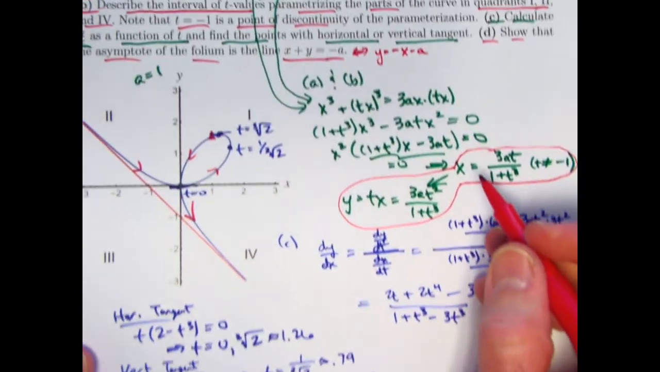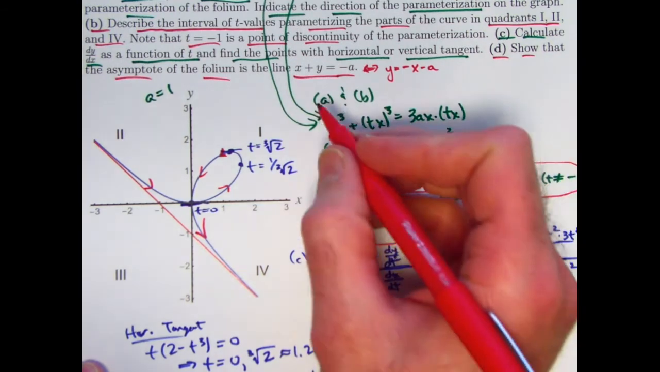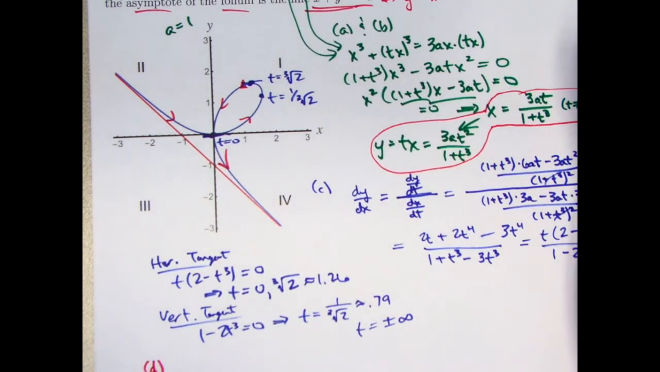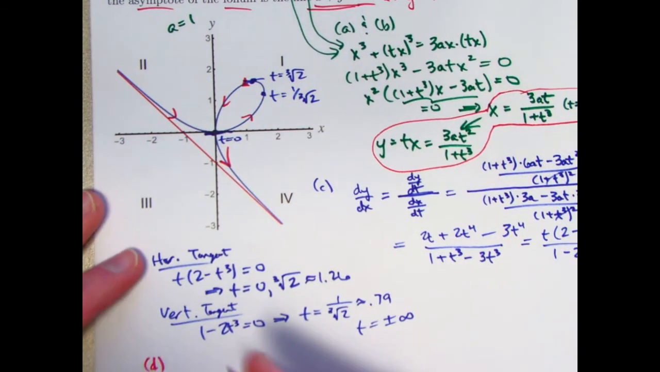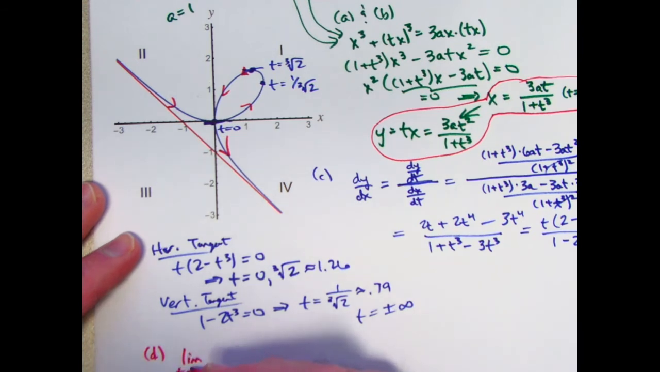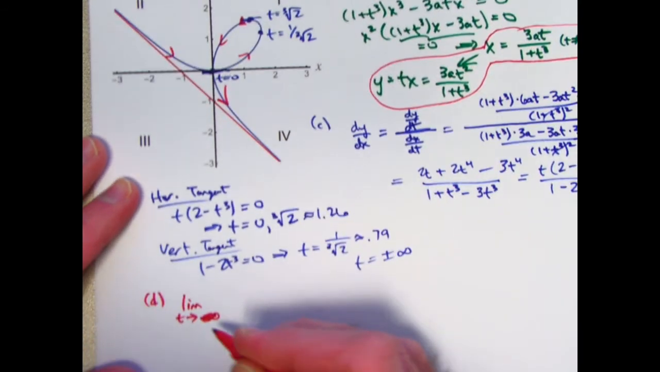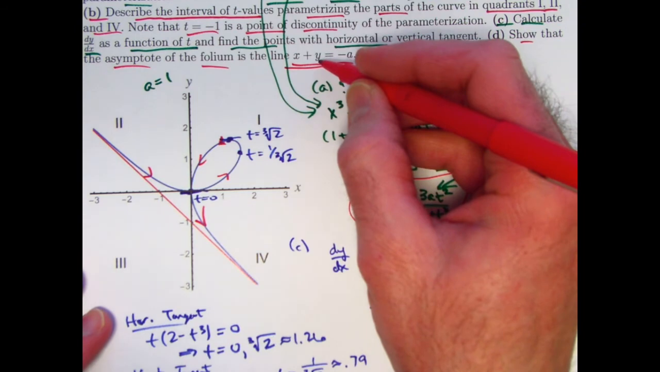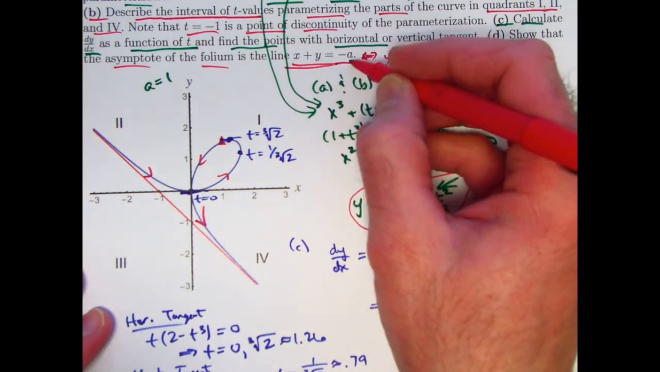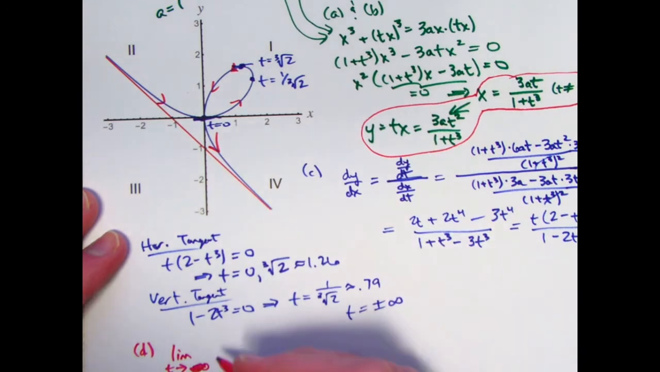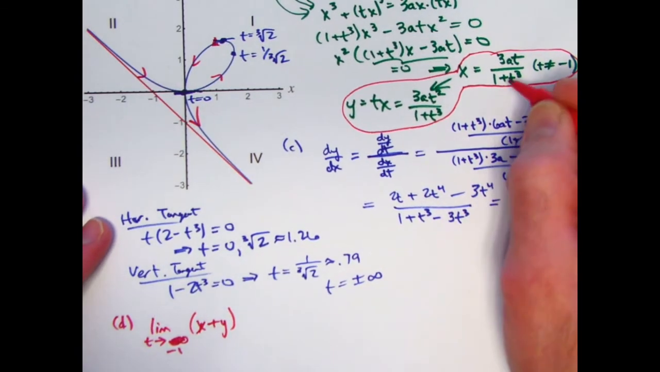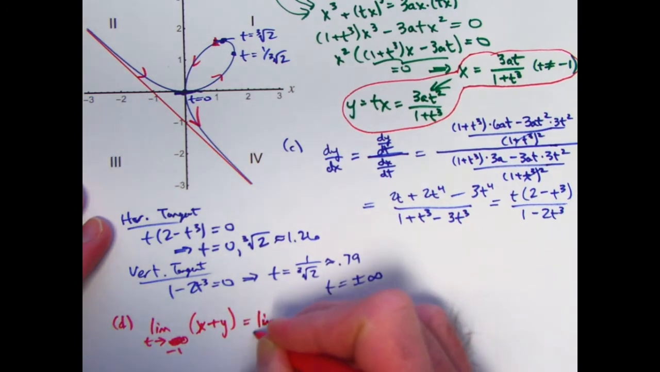All right, what about part D? Show that the asymptote of the folium is this, which happens as t approaches -1. That's important to realize here. So we need to really take a limit as t approaches -1 of what? Well, maybe the value of x plus y. If we can show that limit is -a, then we'd be done. That would mean this would be an asymptote. So we've got to plug in these two things, get x and y in terms of t, and take a limit as t goes to -1.